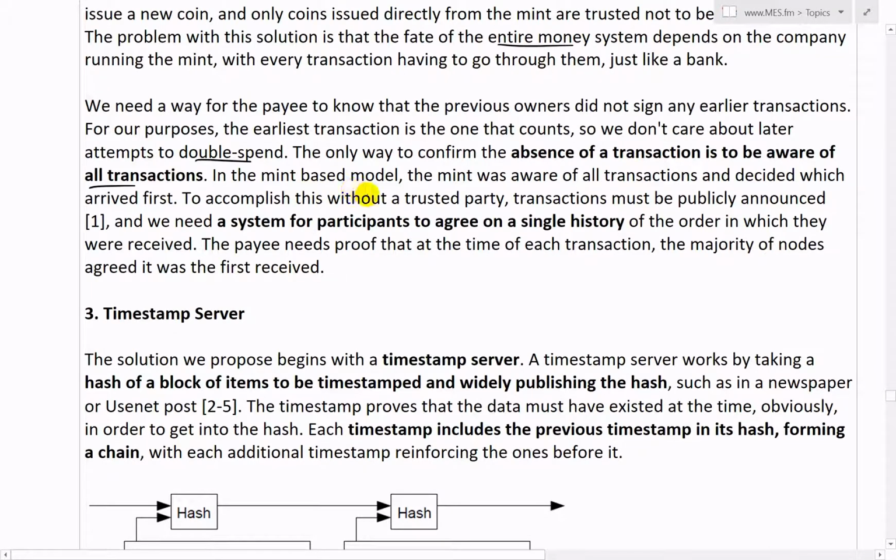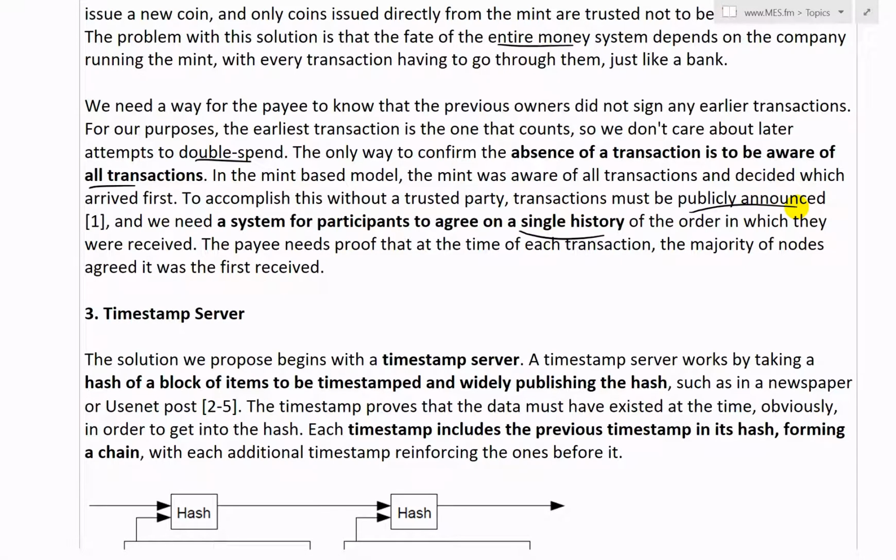So in the mint-based model, the mint was aware of all the transactions and decided which arrived first. To accomplish this without a trusted party, transactions must be publicly announced, and we need a system of participants to agree on a single history. So you have to publicly announce all the transactions, and we need an agreed upon single history, or that longest blockchain of the order in which they were received.